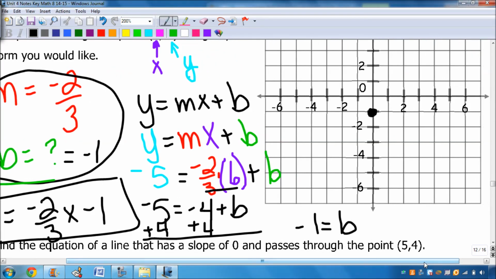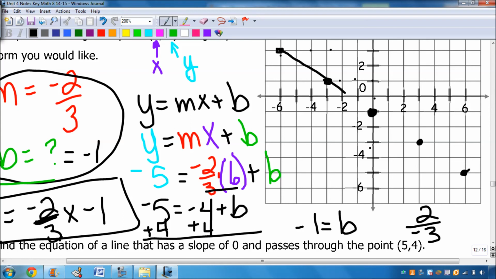Remember, only one number is allowed to be negative. So if this 2 is negative, this 3 right here has to be positive. So I'm going to go down 2 and to the right 3. Okay? Down 2 and to the right 3. Or, like we said before, you could make the 2 positive and the 3 negative, so that means you would go up 2 and to the left 3. It's your choice how you want to do it, okay?